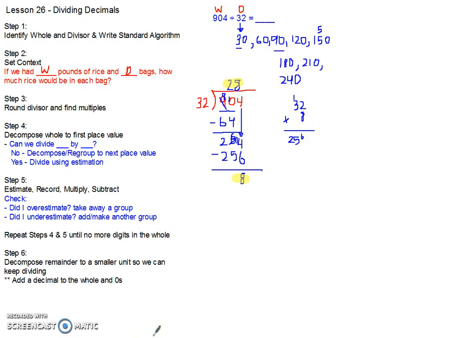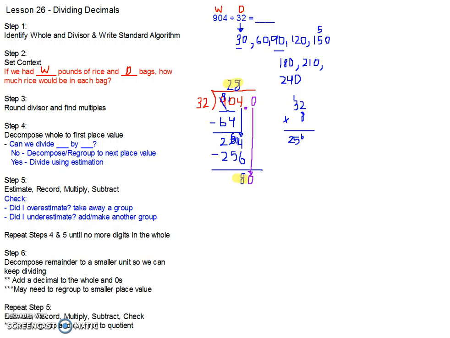Step 6 is we want to decompose the remainder of 8 to a smaller unit so we can keep dividing. Our 8 is in ones, and the next lowest column to ones is tenths, so I'm going to decompose to tenths. But first, I have to change my whole to show tenths. So I add a decimal and then add a 0 without changing my number. And then I can drop that 0 down and decompose 8 into 80 tenths.